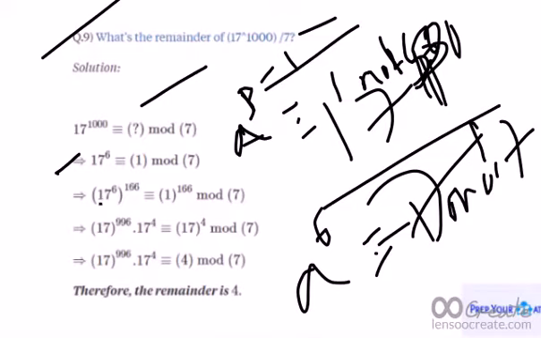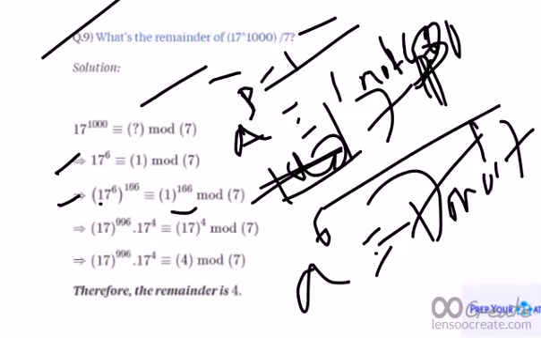Now raising to the power on both sides by 1000 divided by 6, you get 166. Now raising to the power 166 on both sides, we get 1, and now we need 1000. Therefore we multiply 17 raised to 4 on both sides. After simplification, or you can multiply and check it out, you get the remainder as 4.